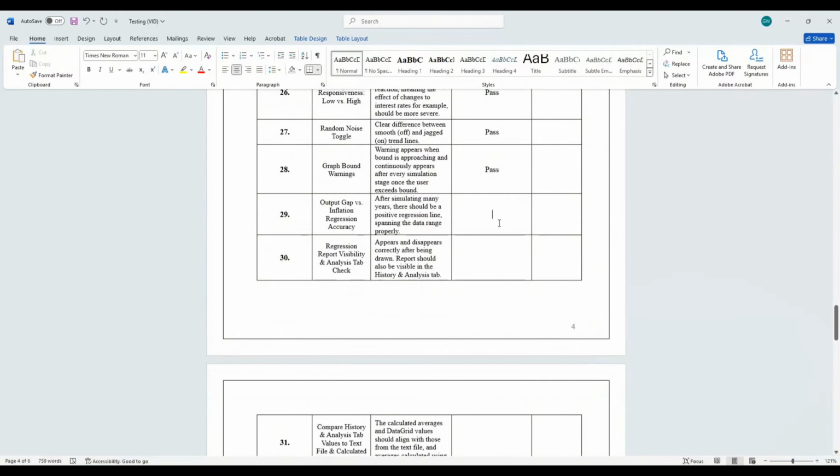Test 29, output gap versus inflation and regression accuracy. So after simulating many years, there should be a positive regression line spanning the data range properly. So the trend with output gap versus inflation is that over time there is a positive correlation between the two variables. So when we run, let's say 30, 40 years of output gap versus inflation, run a regression line, it should be a positive regression gradient which spans the width of the graph.